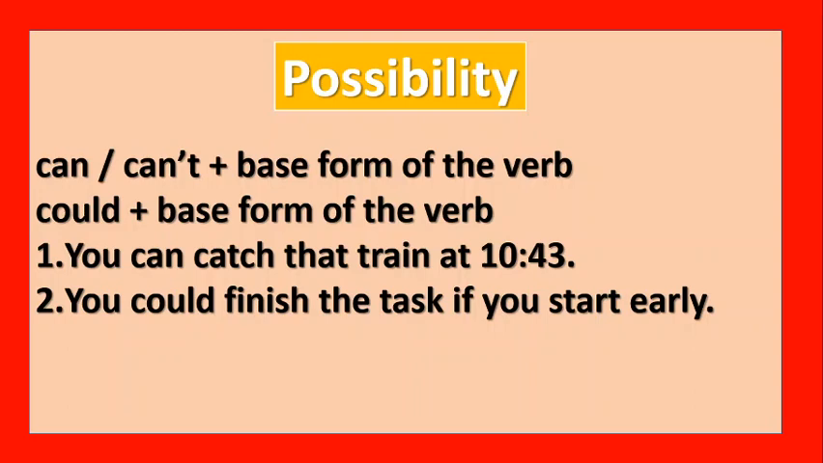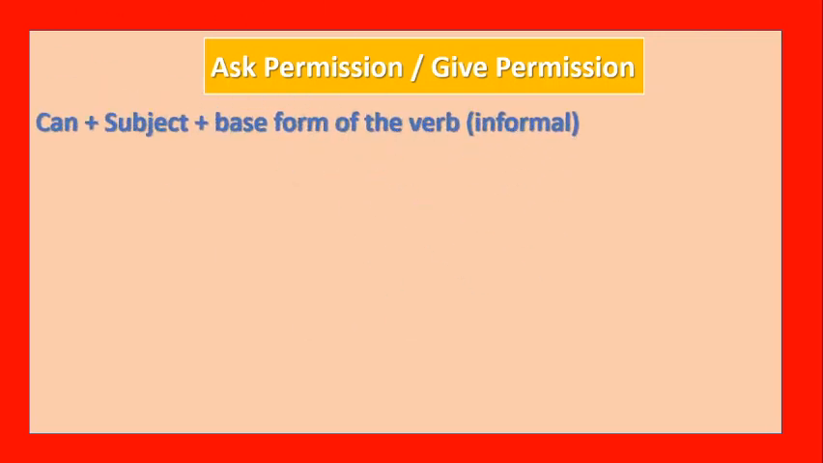Let's see another usage of can, could, and able to. We have talked about ability, and now we just finished possibility. Let's see what we can gain from asking permission and giving permission. When you ask for permission, what rule do we employ? We are going to see the rule: can plus subject plus base form of the verb. This is informal anyway. I will show you the formal expression. For example, we have: Can you lend me your car?